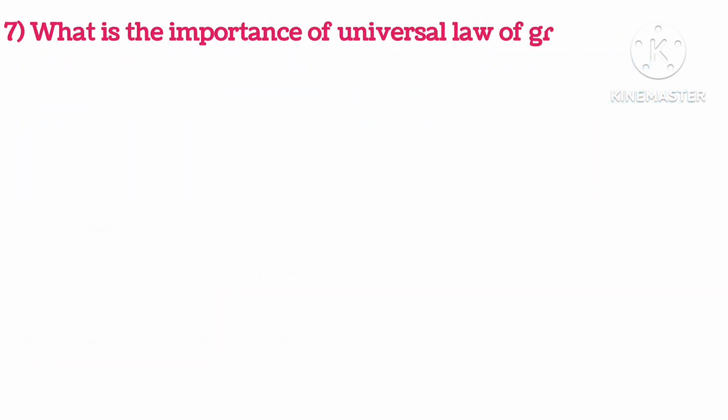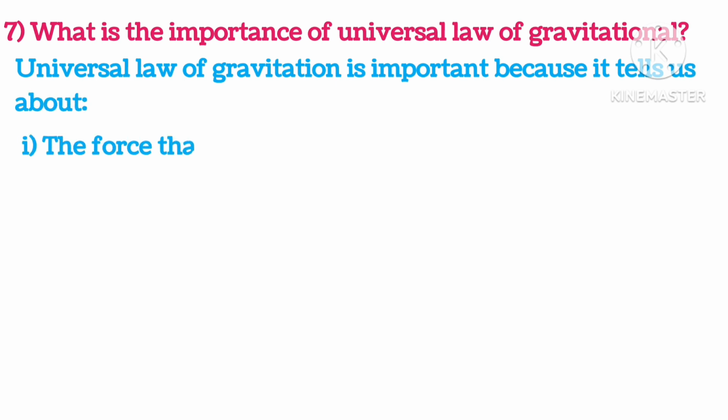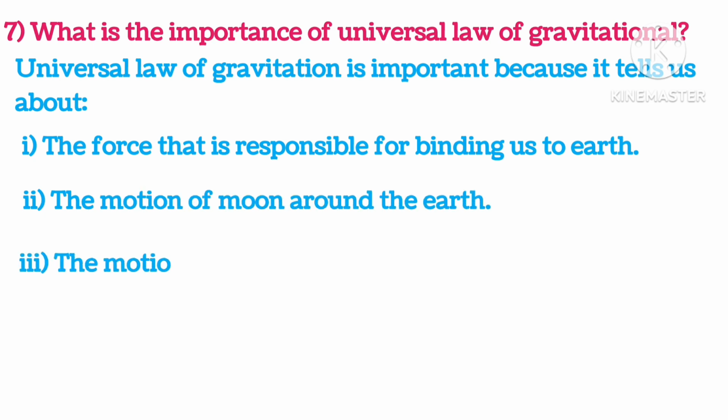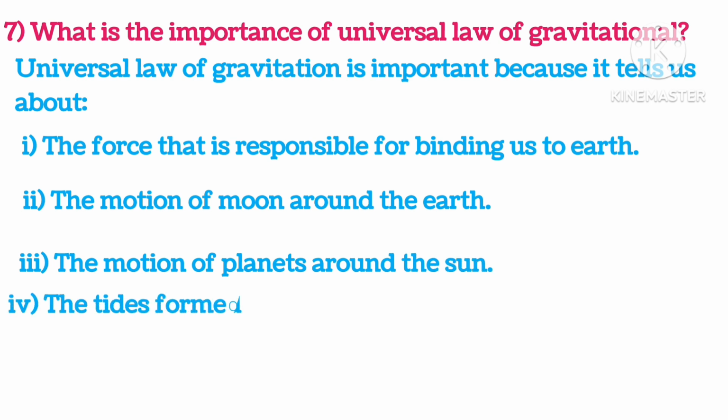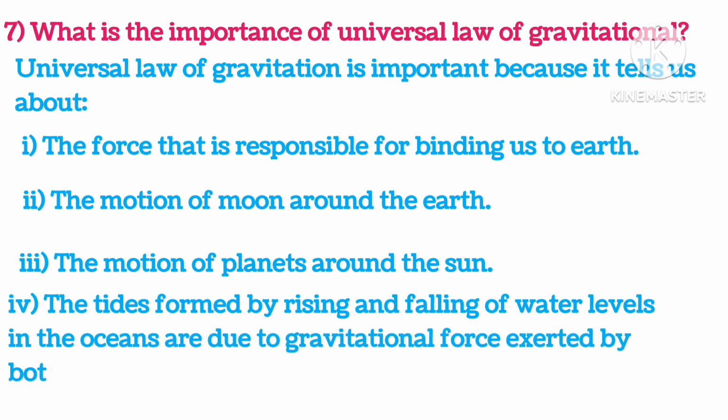What is the importance of the universal law of gravitation? The universal law of gravitation is important because it tells us about, first, the force that is responsible for binding us to Earth. Second, the motion of the Moon around the Earth. Third, the motion of planets around the Sun. And fourth, the tides formed by rising and falling of water levels in the oceans are due to the gravitational force exerted by both the Sun and the Moon on the Earth.